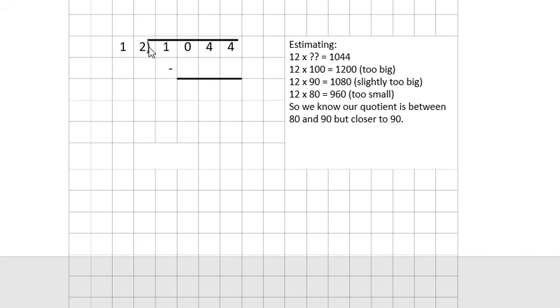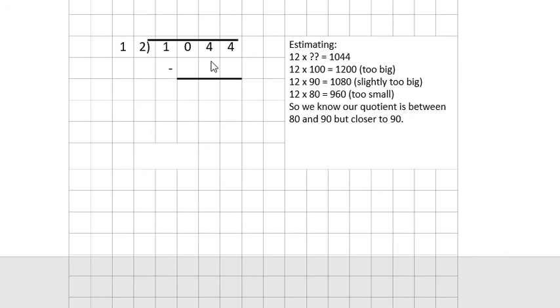In other words, it's asking how many times can you take 1044 and put it into 12 groups? How many go into each group? Or it could mean how many times could you put 12 into 1044? And once again, in other words, how many times could you fit this number into this number?